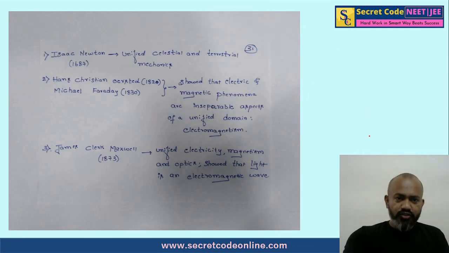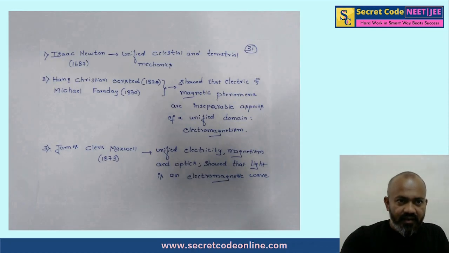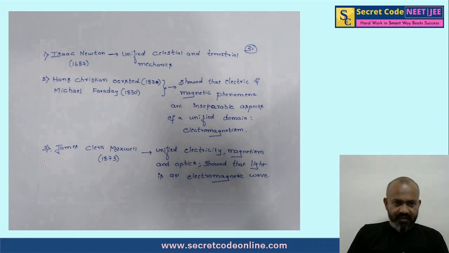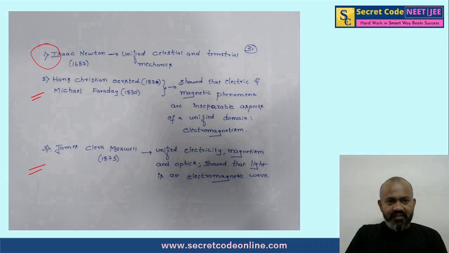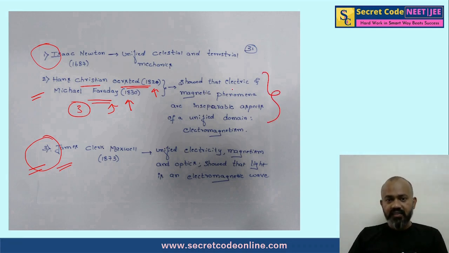Let us move to the third one. Isaac Newton we discussed, Maxwell we discussed in the previous slide. So, the third one is given by Christian Oersted, a very famous person, in the year 1820, and Michael Faraday in the year 1830. This was the third work on unification.